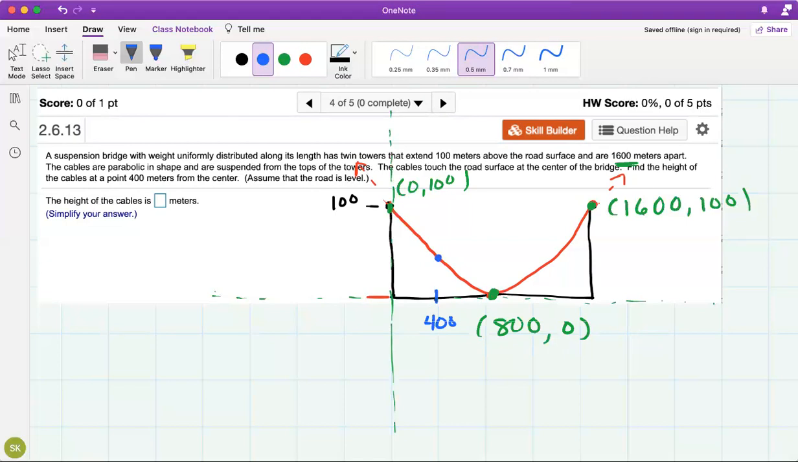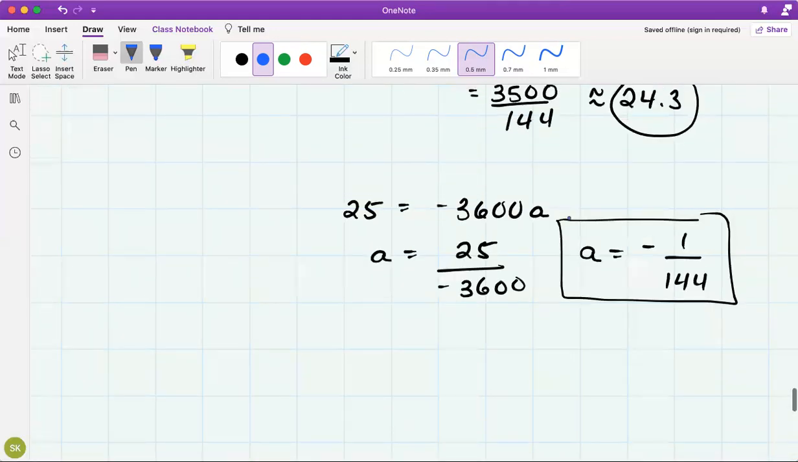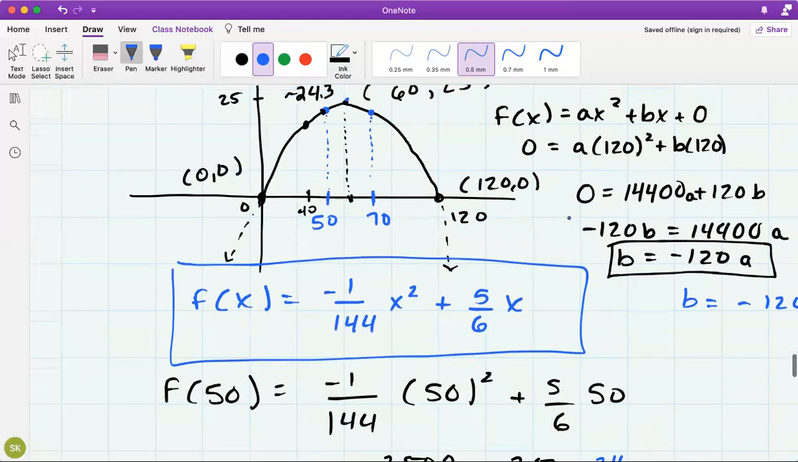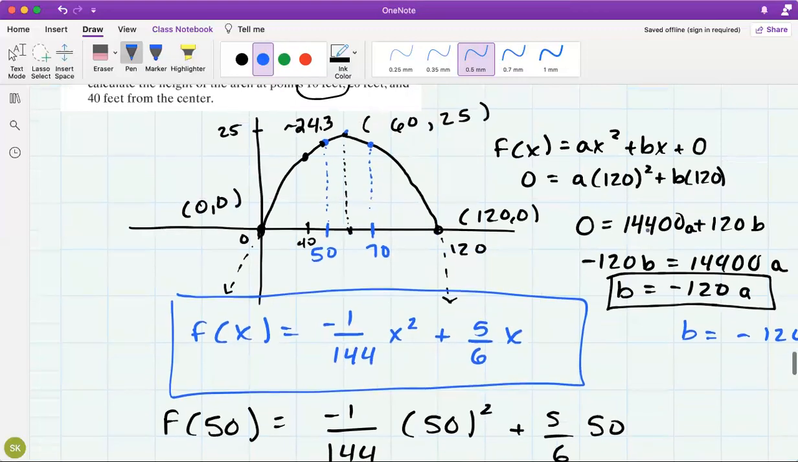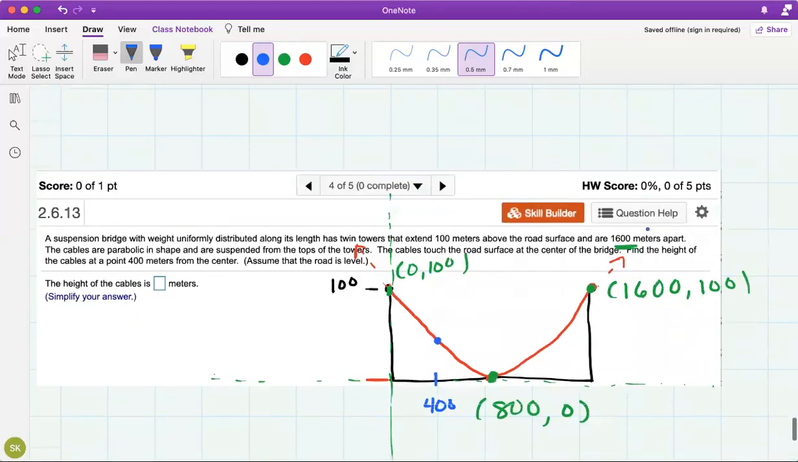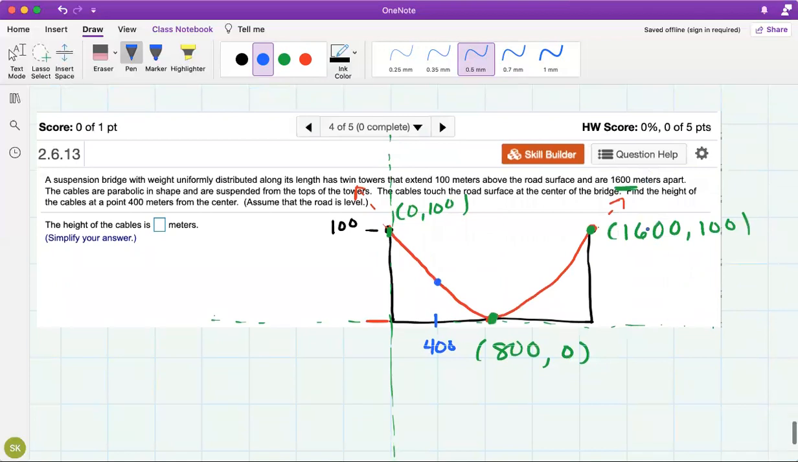So what you need to do is you need to come up with an equation for this parabola, and you can use what I did here. If you saw how I came up with this equation, I found A, B, and C. And by doing that, you should be able to plug in 400 into your equation, and that should tell you the height, how far you are away from the ground.